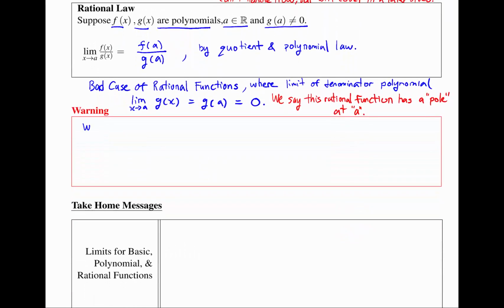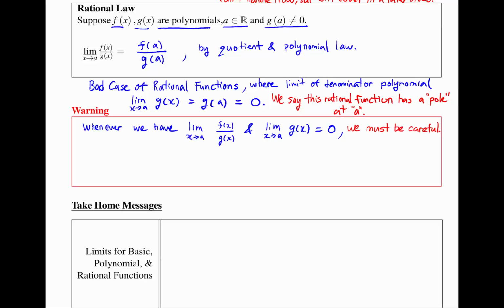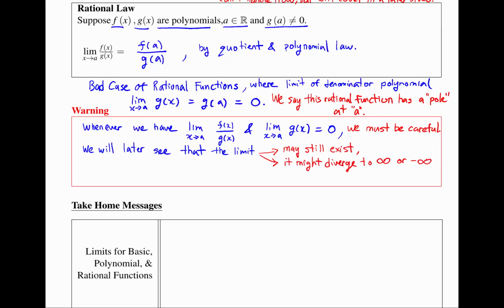Whenever we have this situation, the limit as x goes to a of f of x over g of x, and the denominator limit is actually 0, we have to be careful. What we're going to see later is anything could happen. The limit could still exist, or we could have divergence, or the limit from the left and the limit from the right could both exist but be different, so the limit doesn't exist. So let's finish with the take-home messages.